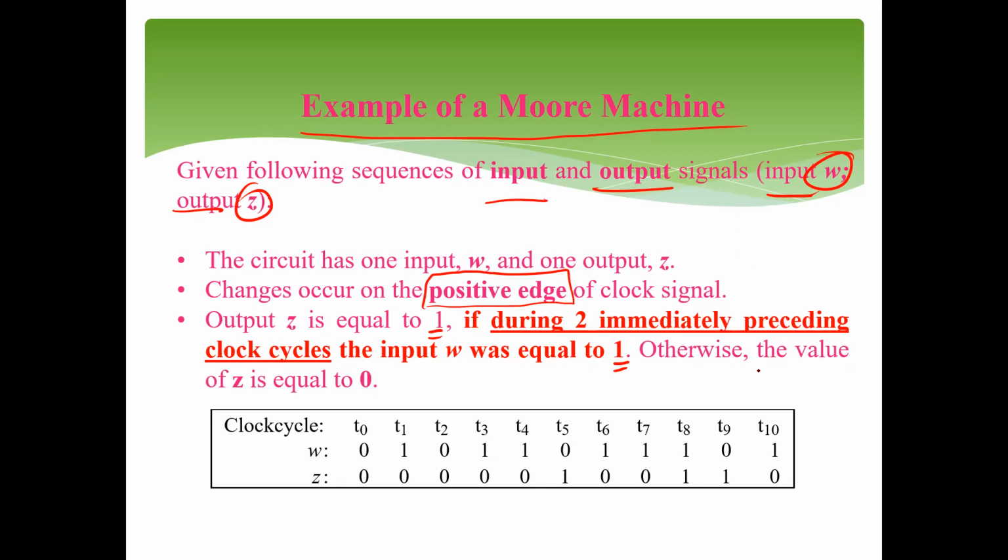If you remember from 211, we implemented so many of these sequence analyzers. Or it was called a sequence detector. This is the same question. I want to detect the sequence 1 1. So if you take a look at this example, now this is clock cycle T0, T1 up to T10. This is my input W that is coming to my circuit, and this is the output Z. So notice that Z will become 1 only if in the last two cycles I had two ones next to each other.